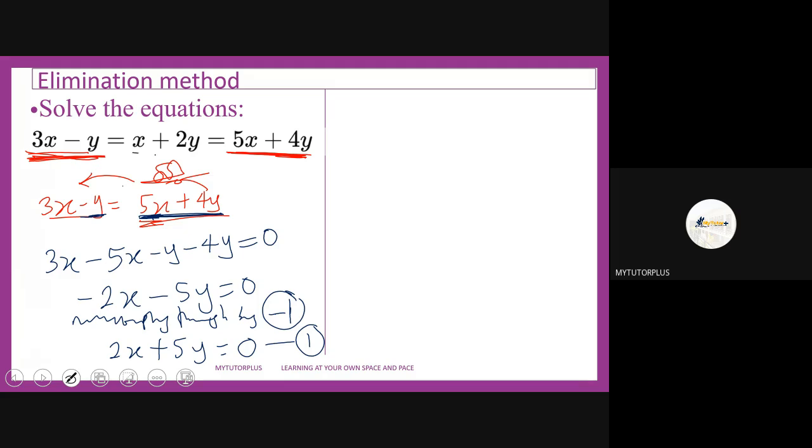The next one, we will pick the middle term and equate it to the last one. Is that taken? Also, that's going to be x plus 2y equals to 5x plus 4y. Do you get that?